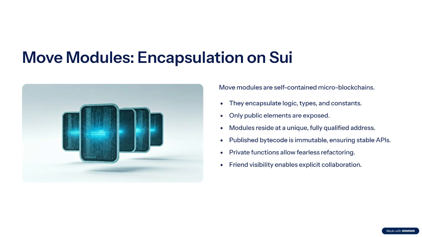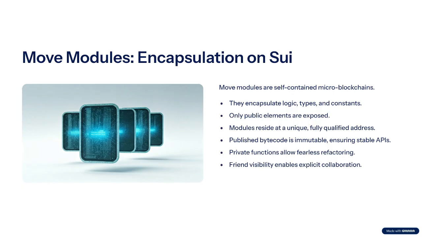Think of a Move module as a self-contained micro blockchain. It holds all the logic, types, and constants that work together, then exports only the pieces you mark public. The chain stores your module at a fully qualified address like 0x123::sui_pulse_token, making it globally unique.